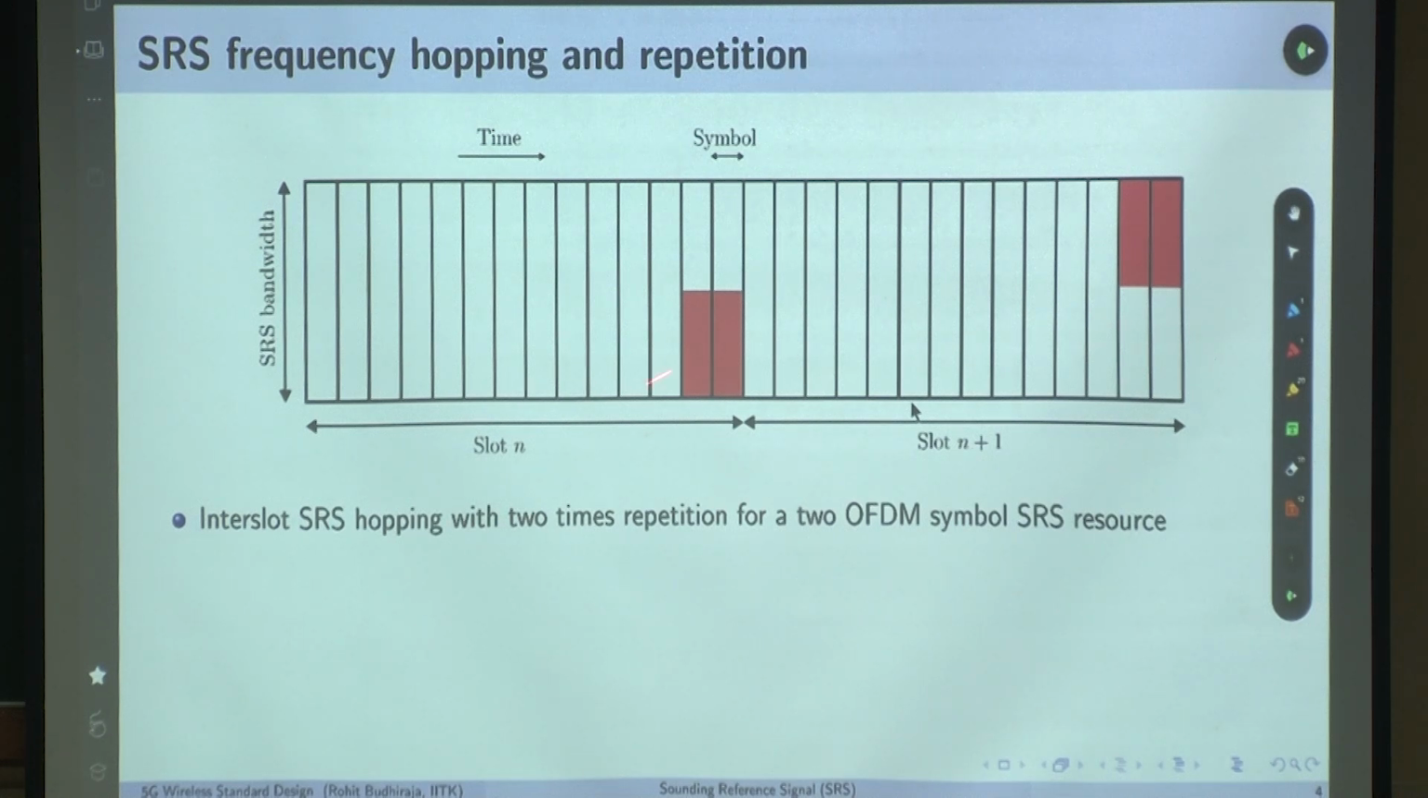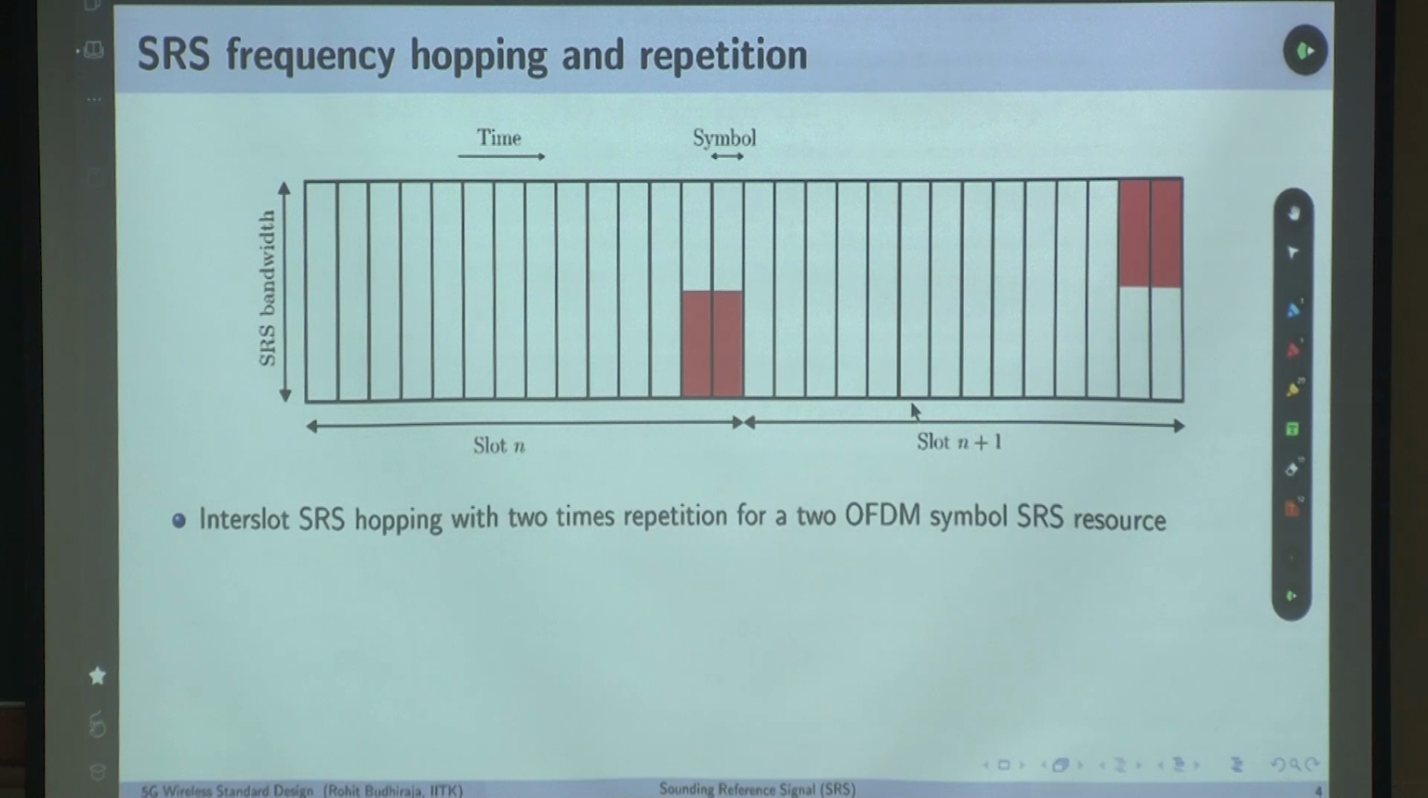Look at this now. We are considering two different slots, slot n and slot n plus 1. What we are saying here is inter-slot hopping. There is something different from what we saw last time. The hopping is happening across slots. Within a slot, this is not hopping. It is given a different name, and this is called repetition.